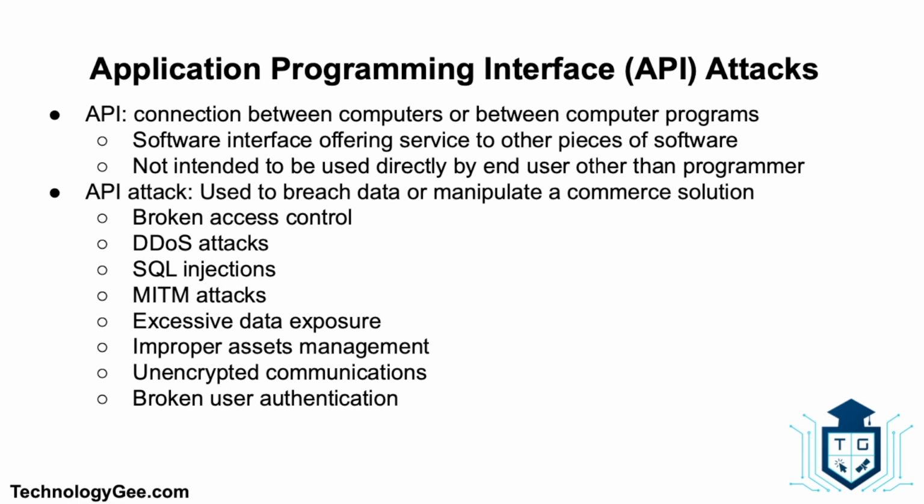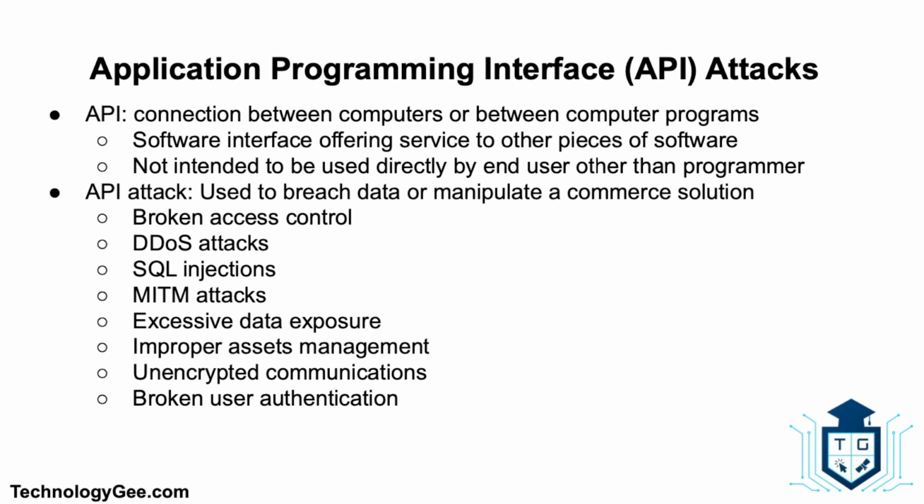Next, we have an application programming interface attack, or an API attack. An API is a connection between computers or between computer programs. It's a type of software interface offering a service to other pieces of software. In contrast to a user interface, which connects a computer to a person, an API connects computers or pieces of software to each other. It is not intended to be used directly by a person or the end user other than a computer programmer who is incorporating it into software.